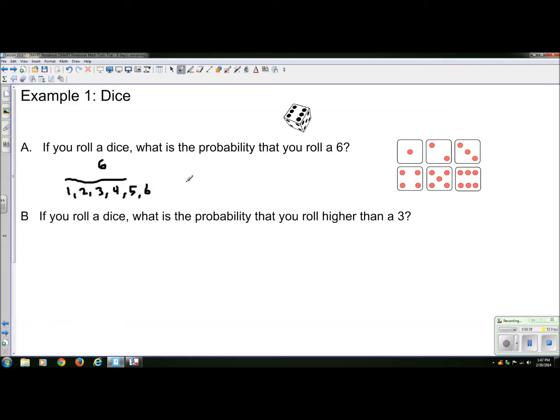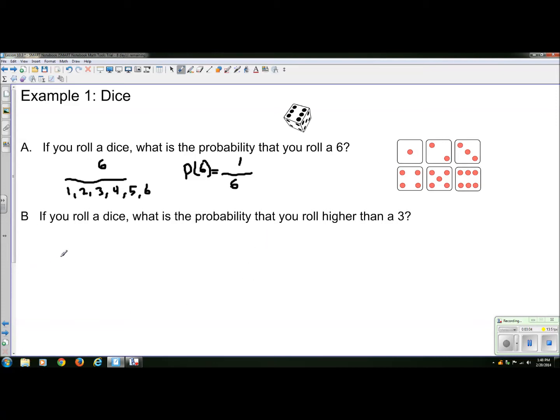Then we count up those events. In the numerator, there's only one event. That's us rolling a 6. In the denominator, there's 1, 2, 3, 4, 5, 6 events. So the probability of rolling a 6, which I'll denote P(6), is equal to 1 over 6, which we could convert to a decimal if we wanted to.